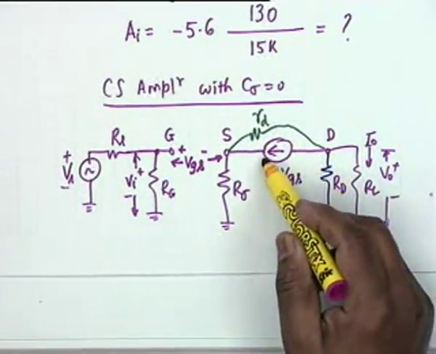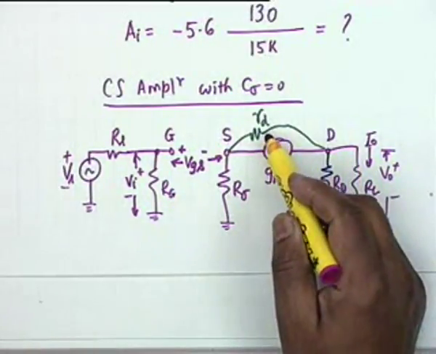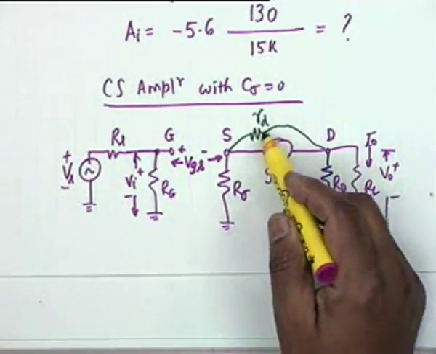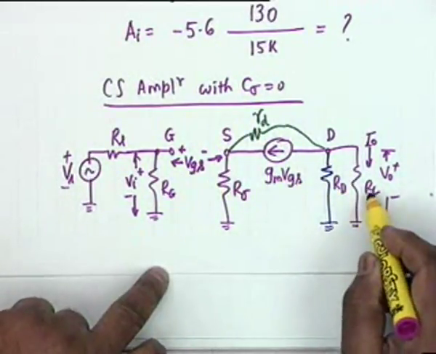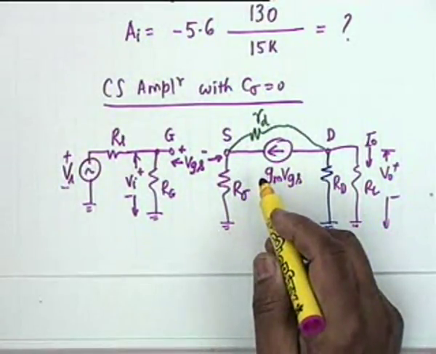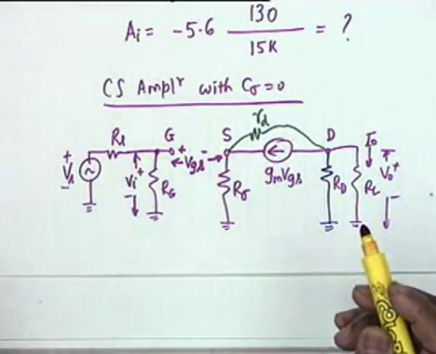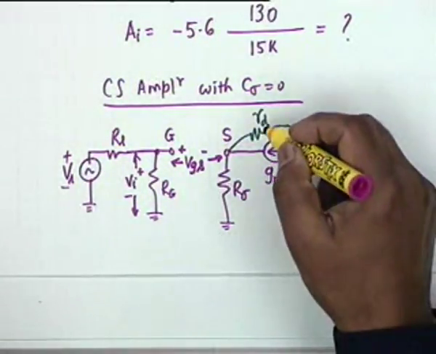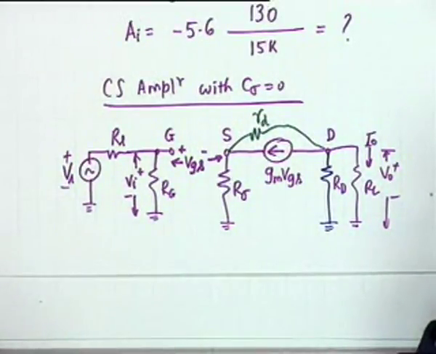So this current source must supply two parallel paths. One is small rd, and the other is the parallel combination of RD and RL in series with R sigma. If you recognize this fact, then the calculation including the effect of rd will be simple. But we will find it convenient to ignore it.